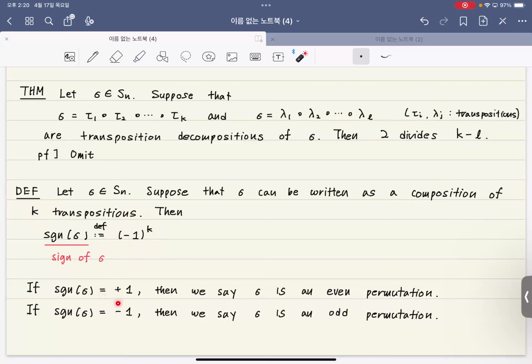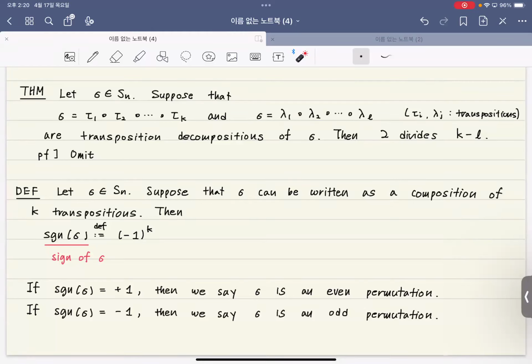If sign of sigma is +1, then we say sigma is an even permutation. And if sign of sigma is -1, then we say sigma is an odd permutation. I quite like this naming because we say this is an even permutation since it consists of an even number of transpositions. And if sigma is an odd permutation, then that implies sigma has an odd number of transpositions in its transposition decomposition.